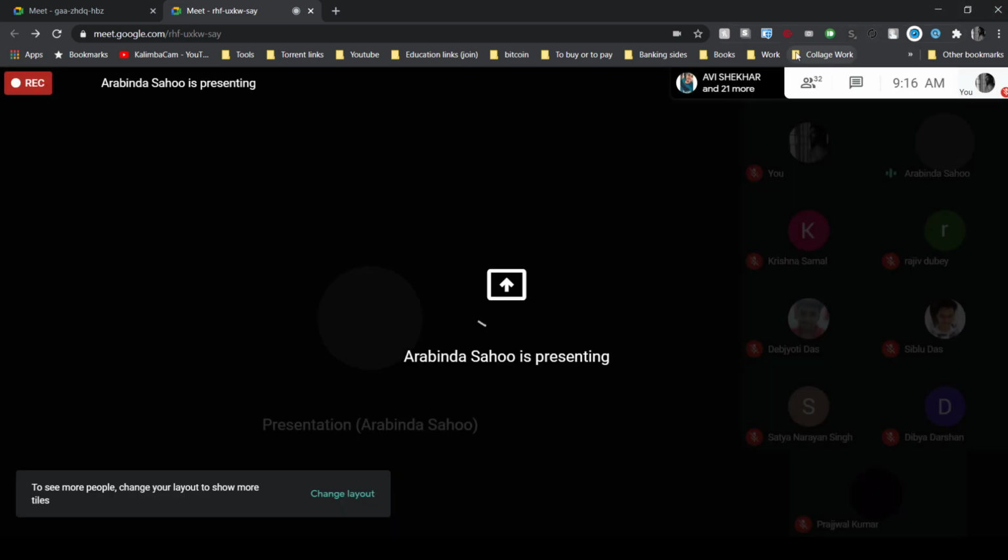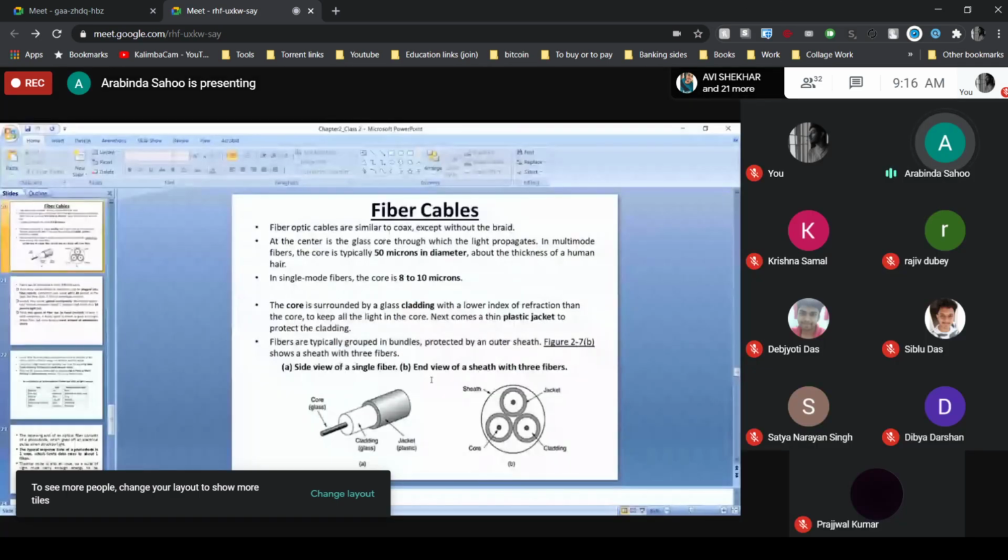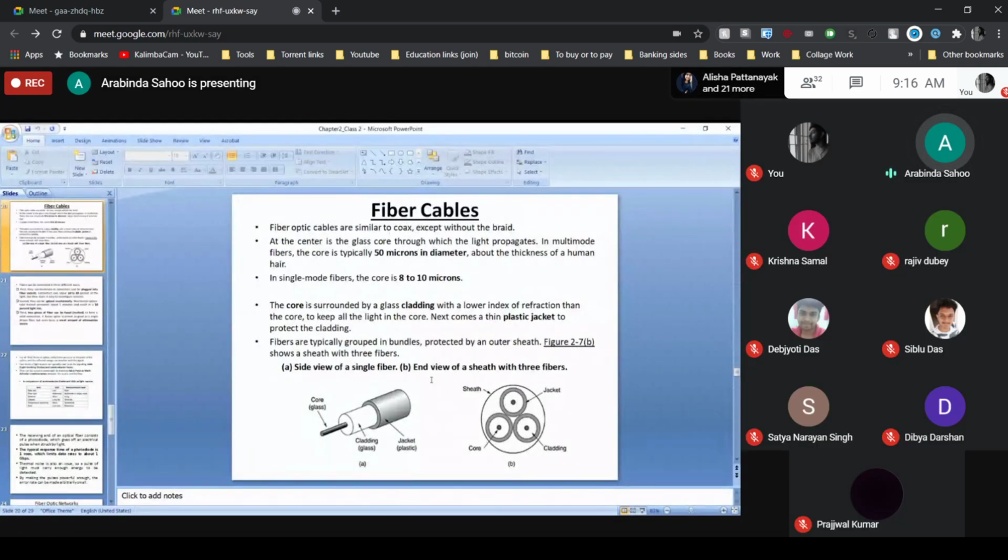Number 1 is your core, which is your glass. Number 2 is your cladding, which is also made from glass. And number 3 is your jacket, which is made from plastic.